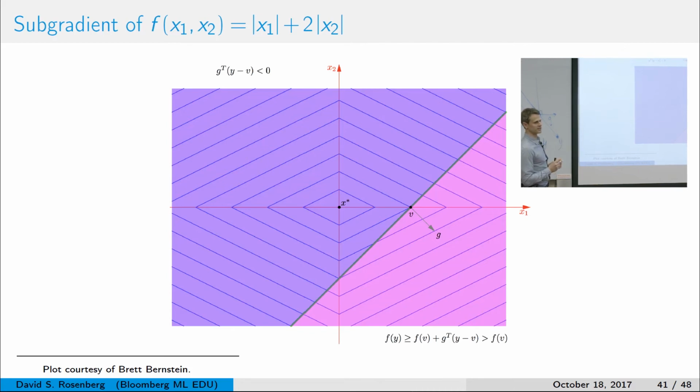So not a descent direction. Subgradient is not necessarily a descent direction. The gradient is a direction of increase, but that is not of interest to us. We want to minimize functions.